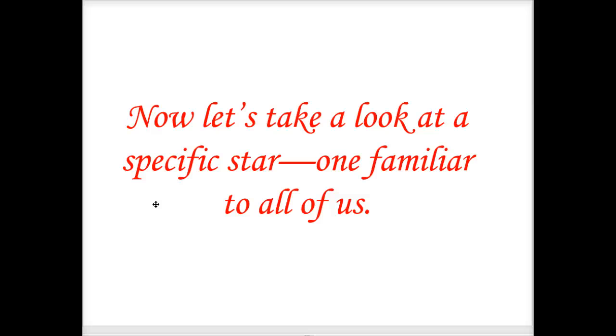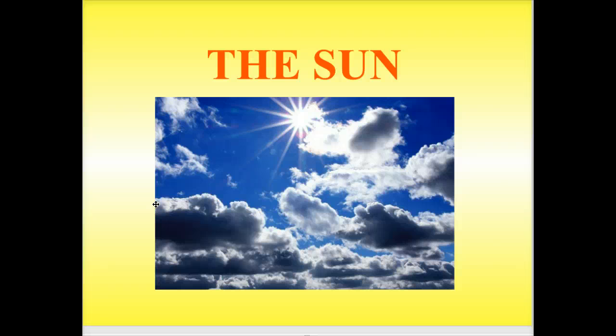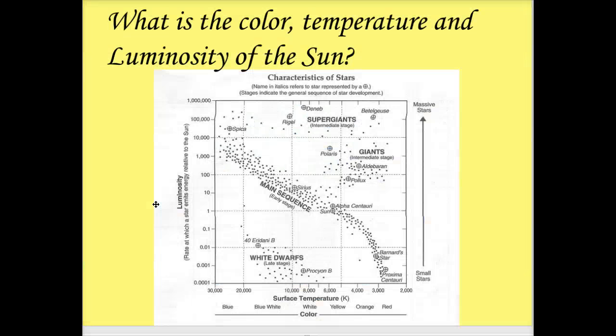Now we're going to take a look at a star that's really familiar to all of us. We're going to look at our Sun on the HR diagram. And I'd like you to figure out what is the color, temperature, and luminosity of our Sun. And the Sun is right over here. So for color, we need to line up with the x-axis, temperature the same, x-axis, and for luminosity, we have to slide over to the y-axis.